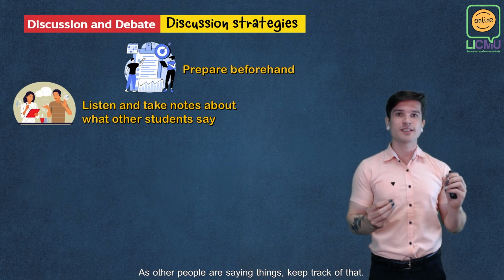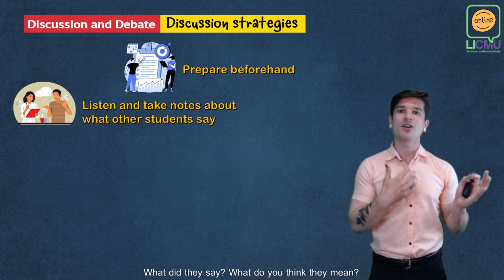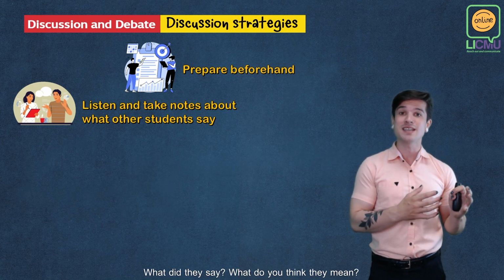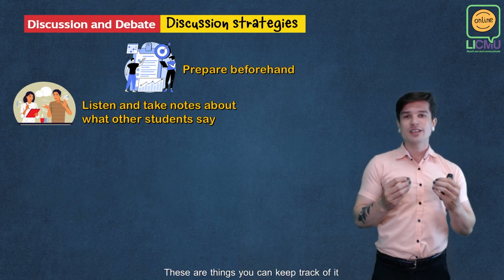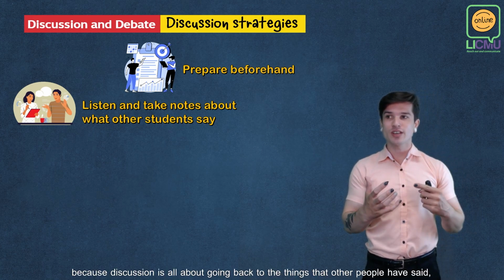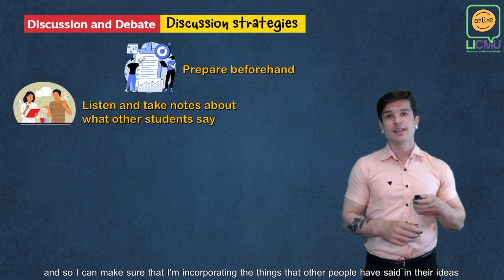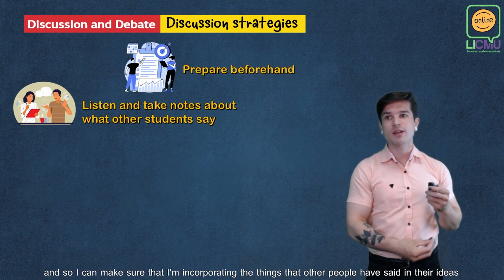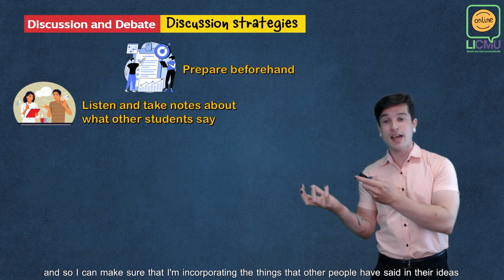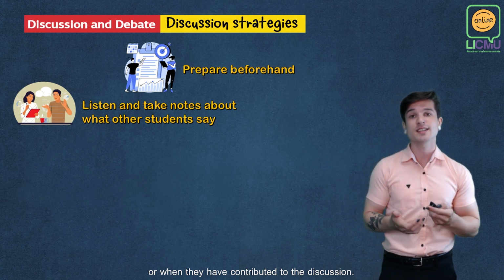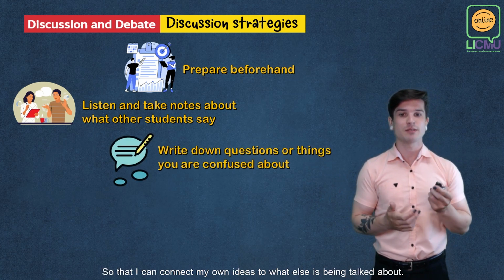As other people are saying things, keep track of that. Who's talking? Write that down. What did they say? What do you think they mean? Do you agree? Do you disagree? And why? These are things that you can keep track of, because discussion is all about going back to the things that other people have said. And so I can make sure that I'm incorporating the ideas they've contributed to the discussion, so that I can connect my own ideas to what else is being talked about.